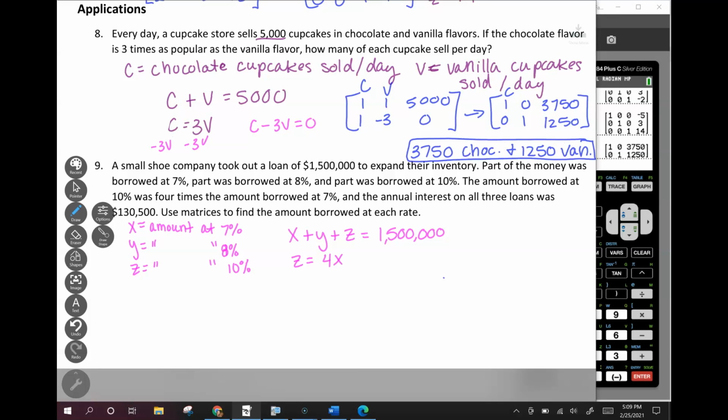And then we have that the annual interest on all three loans, so altogether the interest that you're paying in 1 year, is $130,500. So the way you calculate that is by multiplying each amount, X, Y, and Z, by their corresponding percentages. So that's going to be 0.07x plus 0.08y plus 0.1z. So that gives me my annual interest for each amount. And that sum is going to be $130,500. All right, so those are my three equations.